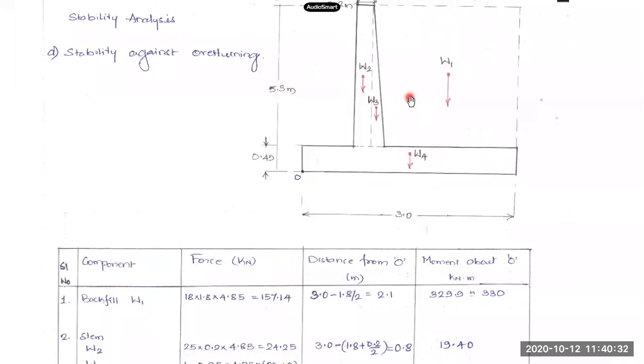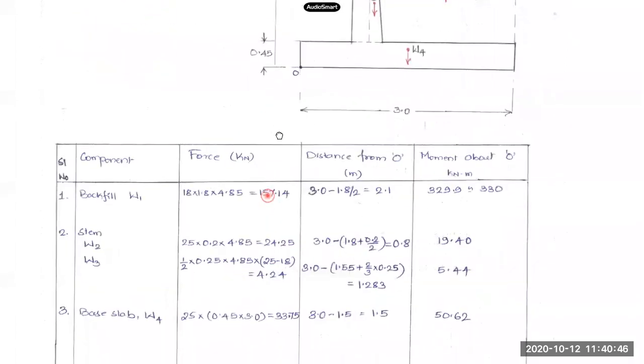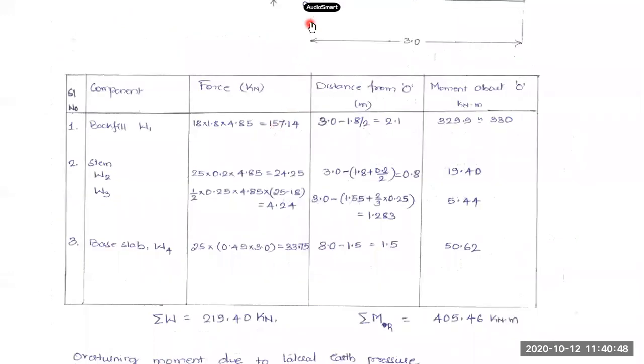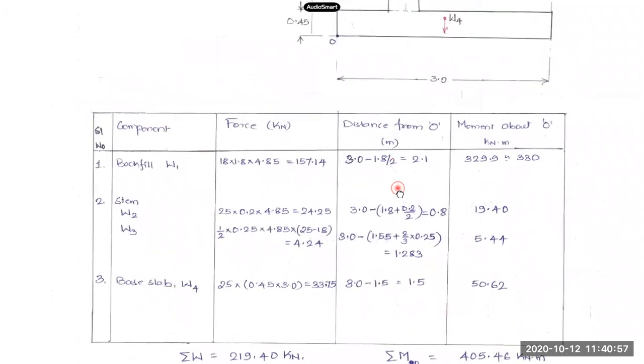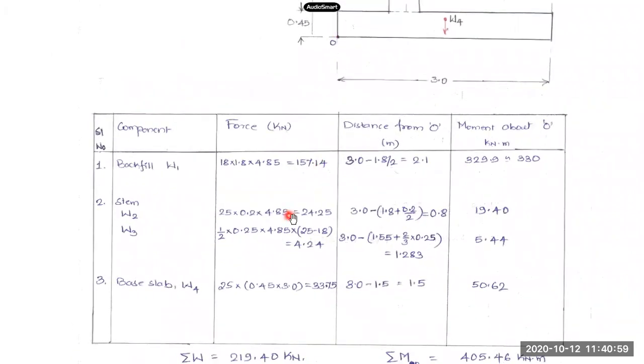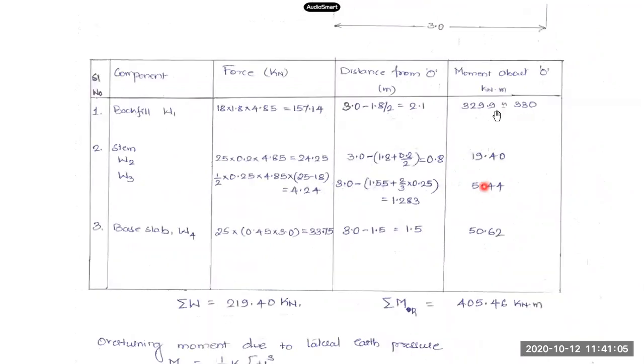Now the weight components will try to stabilize the retaining wall against overturning about this point O, whereas the horizontal force will try to overturn the retaining wall about this point O. So you have to first calculate the moment developing due to the weight components about this point O. For that we have used this table and determined the moment of all these weight components about the point O. When I add up all these moments, that will be the restoring moment.